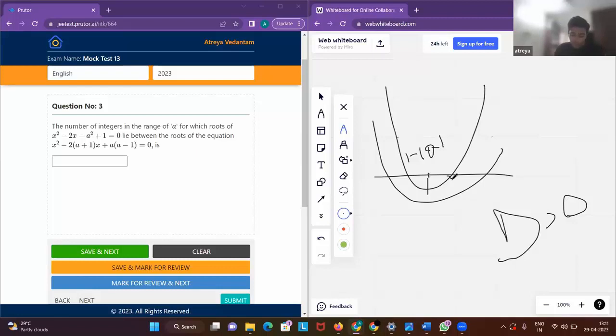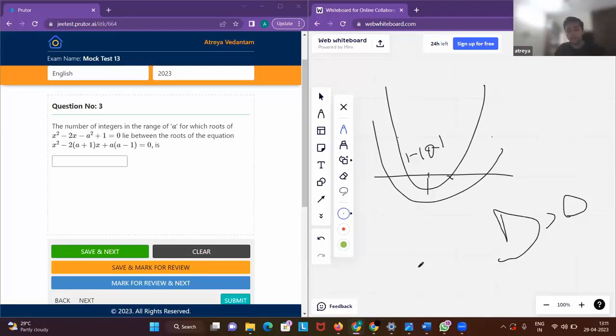So number of integers will be, so A is 0 will work. A is 1, 1 also will work. A is 2 will not work, and neither will any value above that. Minus 1 will definitely not work. So you only have 2 values there, right? So only 2 values.